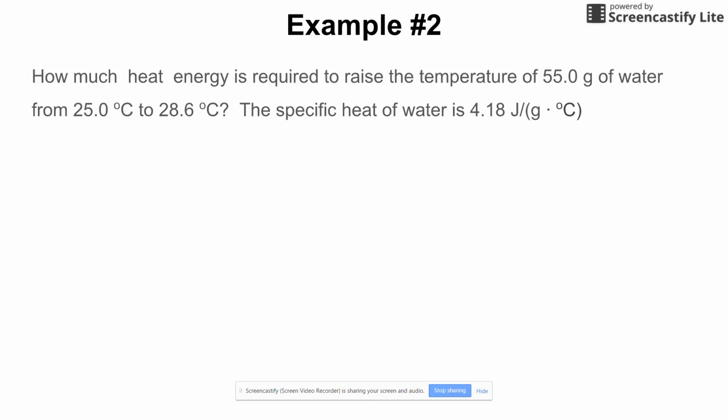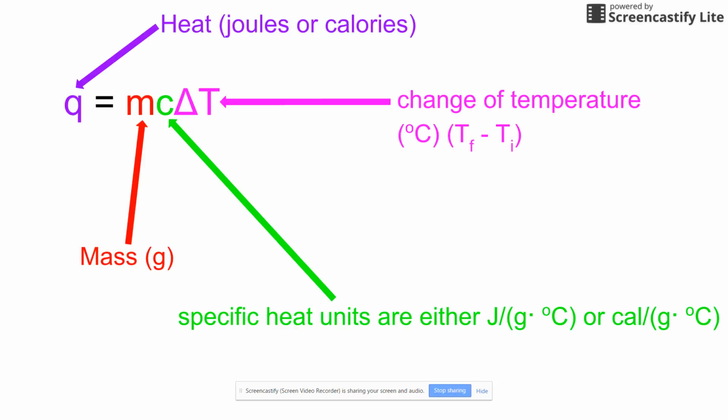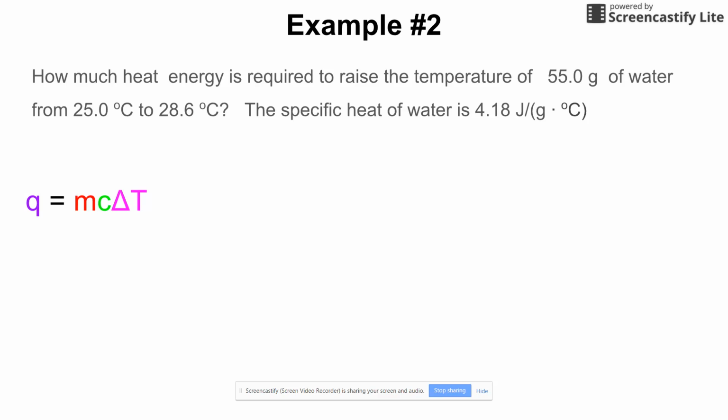Okay, example 2. How much heat energy is required to raise the temperature of 55 grams of water from 25 degrees Celsius to 28.6 degrees Celsius? And it gives you the specific heat. Identify what is being asked of you in the problem. It says how much energy, so how much heat. You're going to be looking for heat, and heat is purple. This equation, Q equals mc delta T, is already solved for Q, which is heat. So you just take that equation and plug in all the numbers.